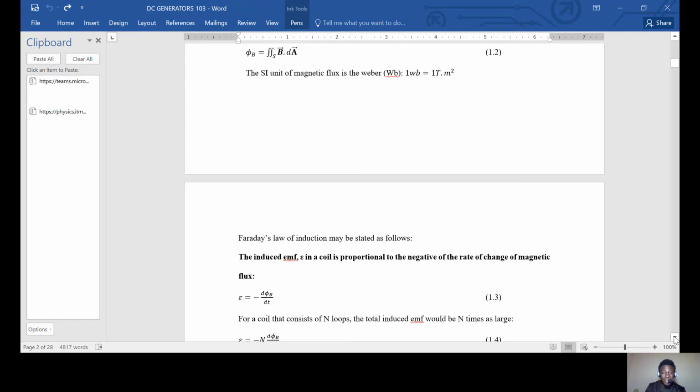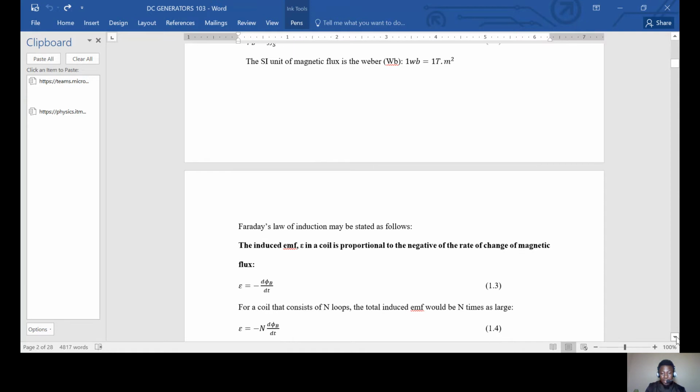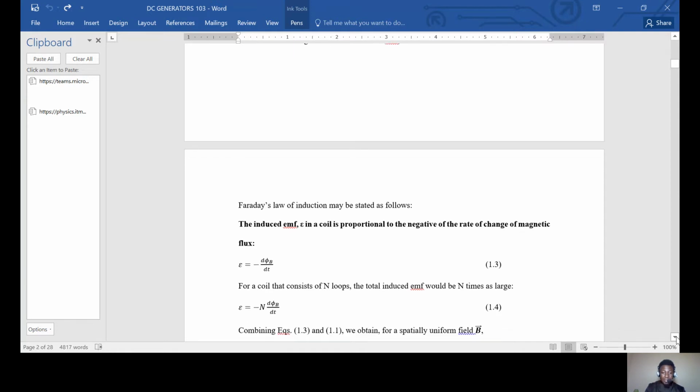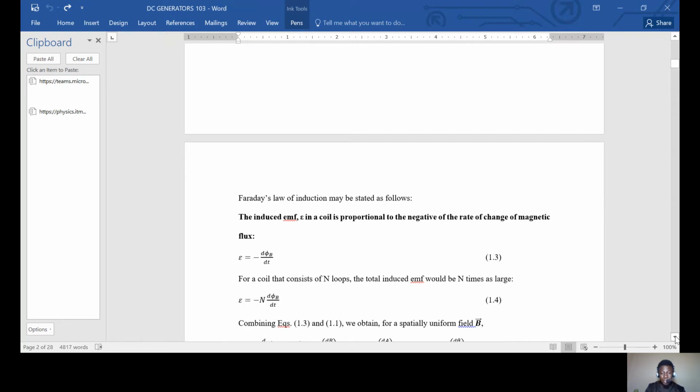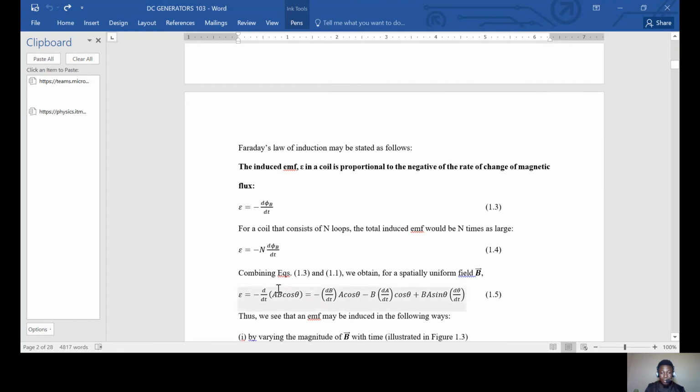Faraday's law of induction may be stated as follows. The induced EMF, epsilon, in a coil is proportional to the negative of the rate of change of magnetic flux. That is, epsilon is equal to the negative of the rate of change of magnetic flux. For a coil that consists of n loops, the total induced EMF will be n times as large. Thus, the EMF is now minus n times the change in flux with respect to time. That's equation 1.4.